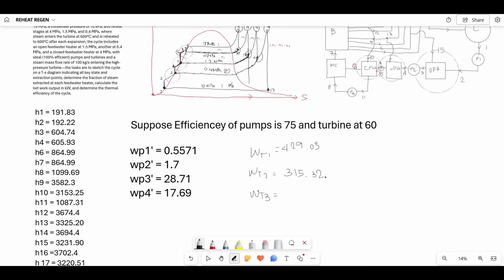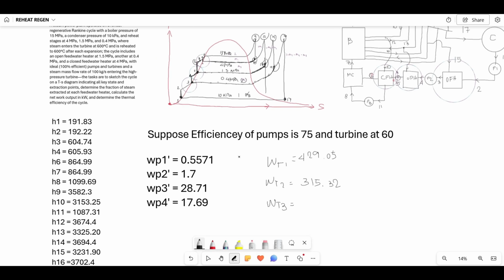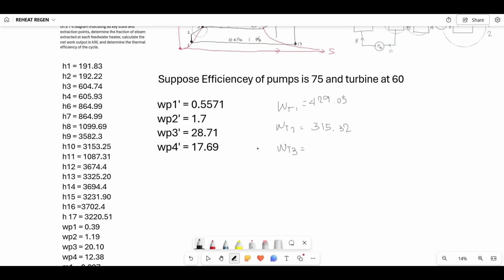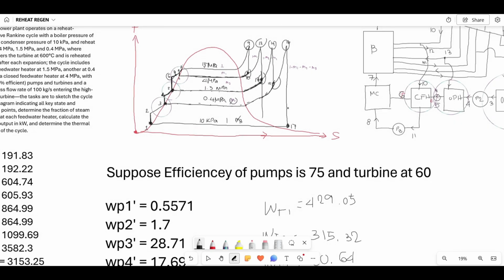This was included with the masses. Work of turbine stage 3 is H14 minus H15. So we got 3694.4 minus 3231.90, so we got 462, times 1 minus 0.097 minus again 0.08. Therefore, we have a work here of 380.64.